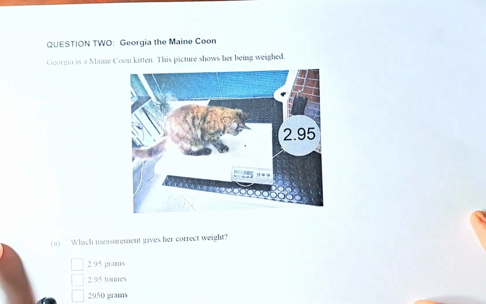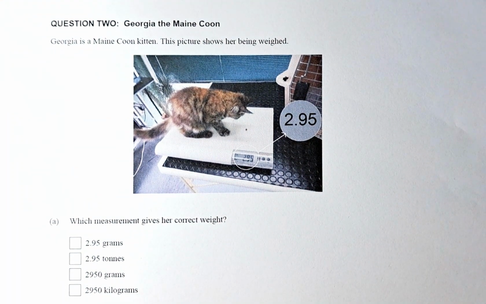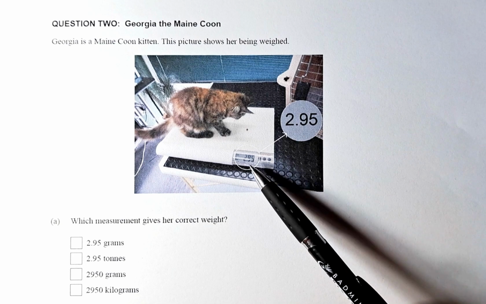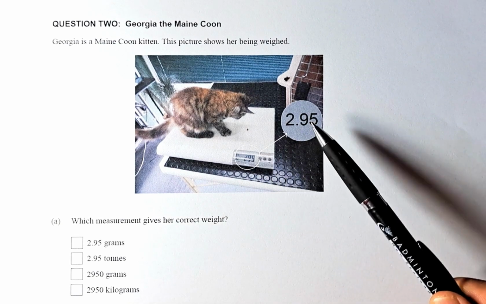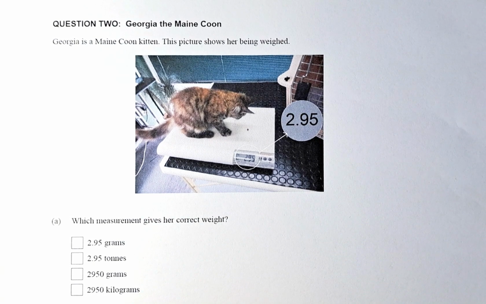So question 2 looks like that, and I'm going to bring down the paper, and we are going to read the question. The question is about Georgia, the Maine Coon. Georgia is a Maine Coon kitten. The picture shows her being weighed. The scale here is 2.95. So the question is, what measurement will give you her correct weight?